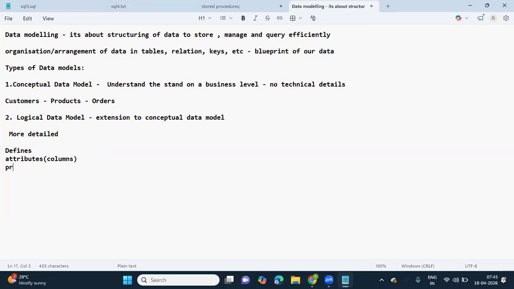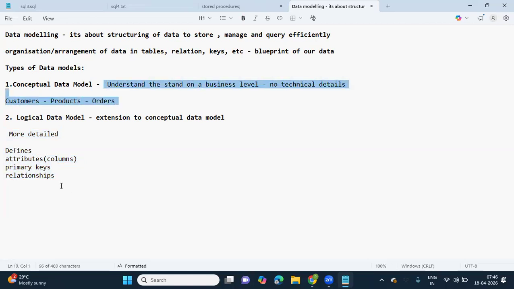And what are the primary keys? Not only primary keys, any keys basically. Primary keys, the relationships. What are the relationships? So all of these things are designed or decided in the logical data model.